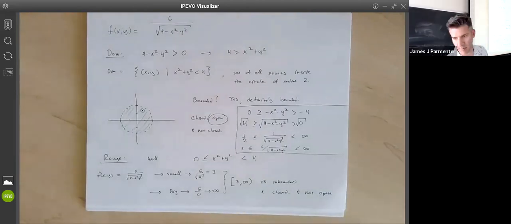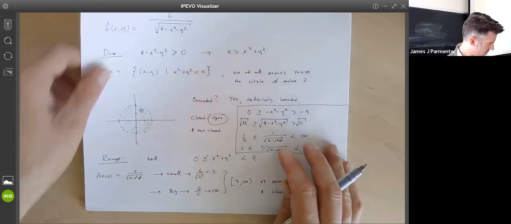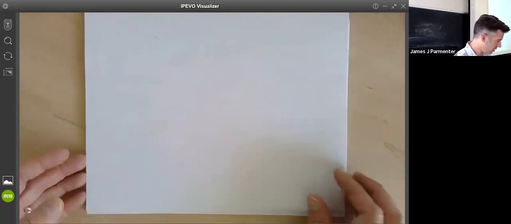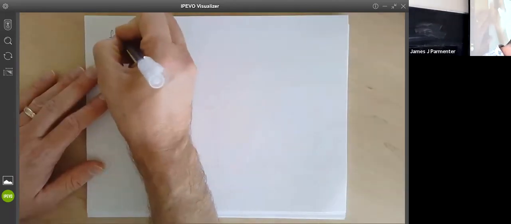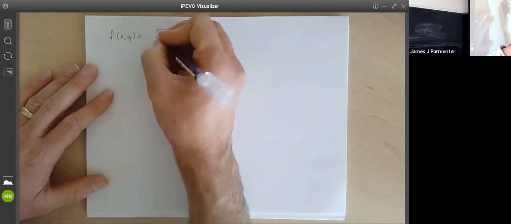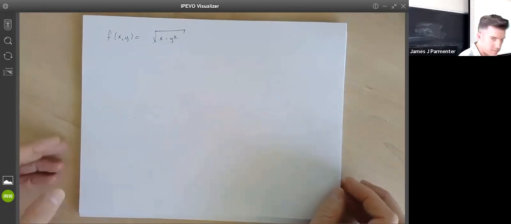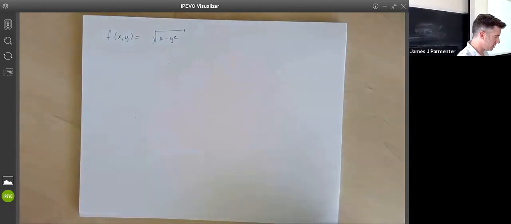Okay, let's look at a couple more examples and then we'll start talking about some limits and some partial derivatives. So let's look at the following one. Let's look at f of x comma y equal to the square root of x minus y squared. All right, same deal.